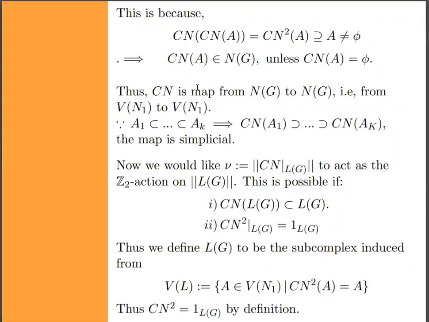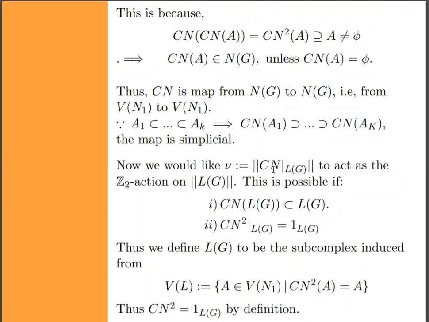This Cn map is also a simplicial map, because it takes chains to chains by reversing the inclusion. So it takes simplices to simplices. Now we would like this Cn to be the Z2 action on L of G. That is why we are wondering so much about this map here. We would like this to be the Z2 action on our L of G.